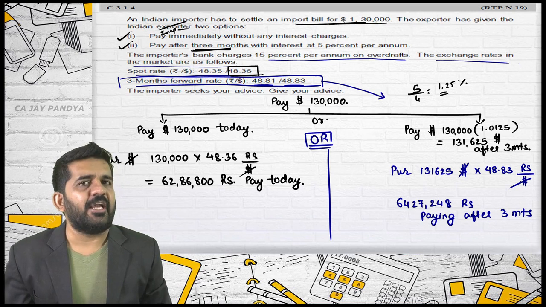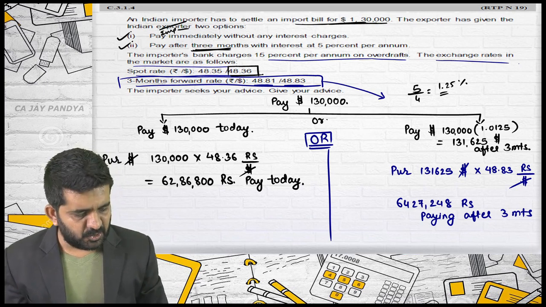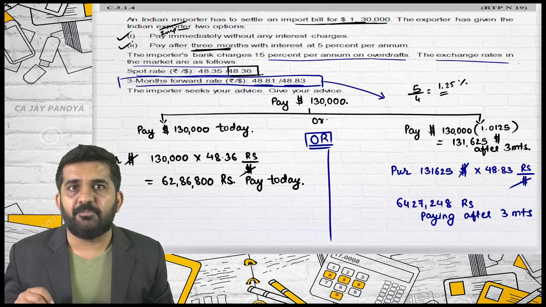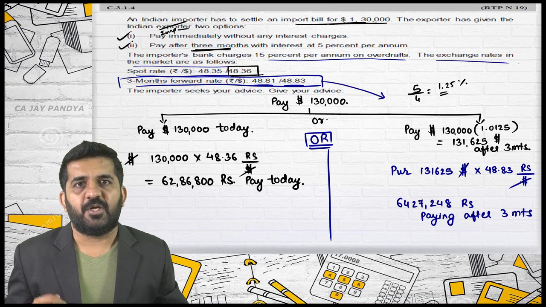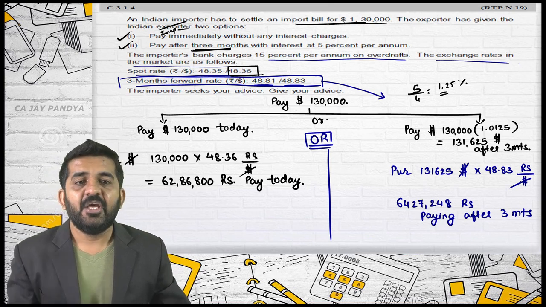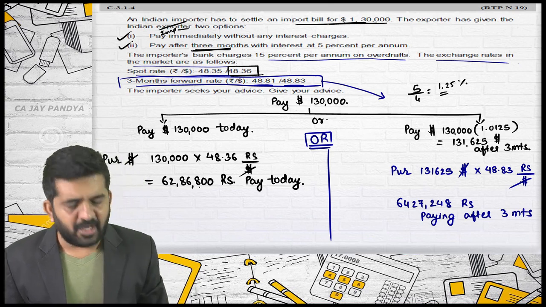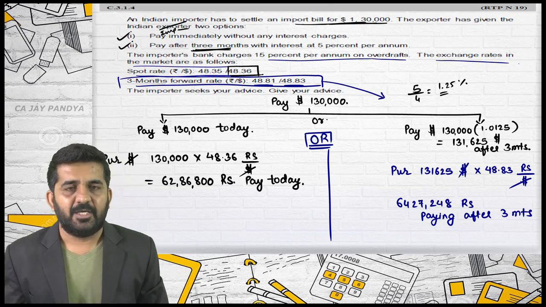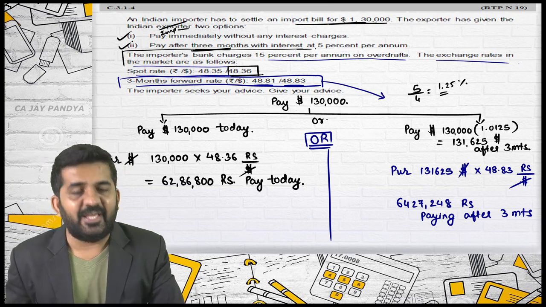Exactly. You are not in accountancy class, you are in finance class. In finance class, this value and this value are different. Something you are paying today and something you are paying after 3 months is absolutely different, and no decision can be taken if these two figures are given. So either I need to find the present value of this or the future value of this. But it is given in the question that the importer can take an overdraft.